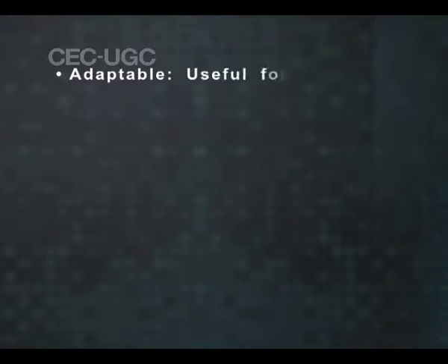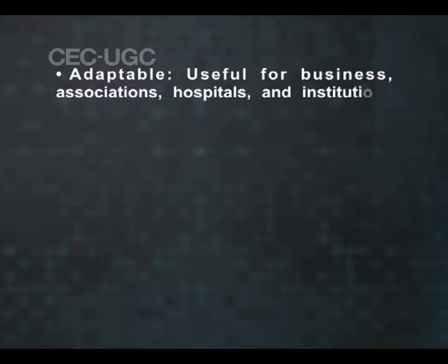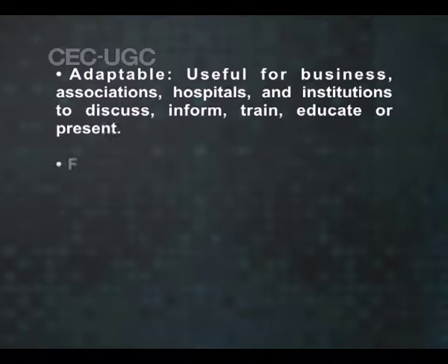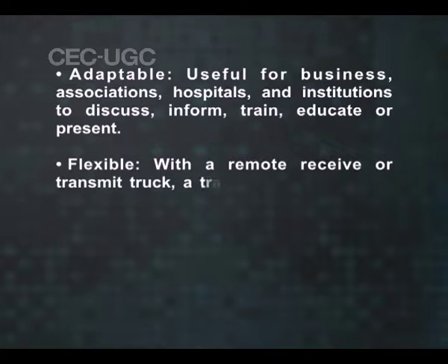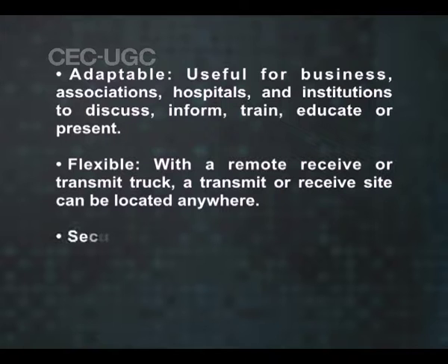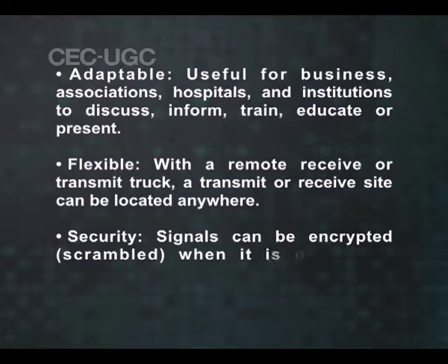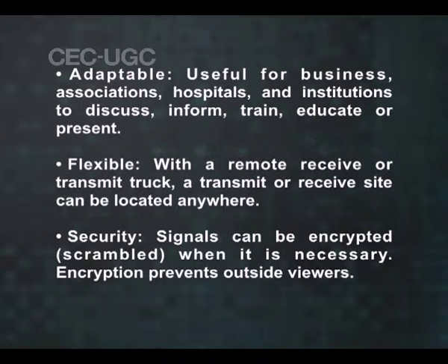Adaptable. Useful for business, associations, hospitals and institutions to discuss, inform, train, educate or present. Flexible. With a remote receive or transmit truck, a transmit or receive site can be located anywhere. Security. Signals can be encrypted or scrambled when it is necessary. Encryption protects against outside viewers.